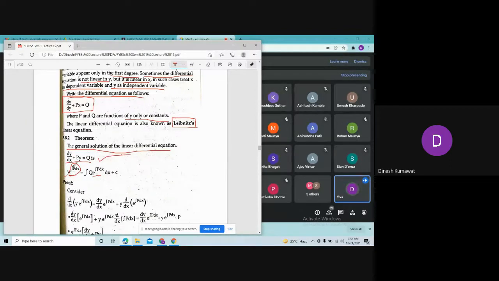So if you want to remember this general solution, how are you going to remember it? You just say y into integrating factor is equals to, inside the whole integral, q into integrating factor, plus c. Is it clear?